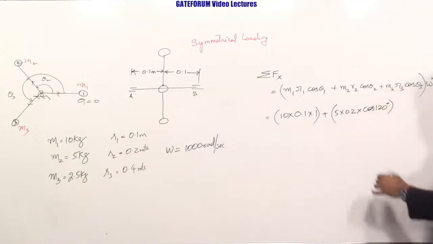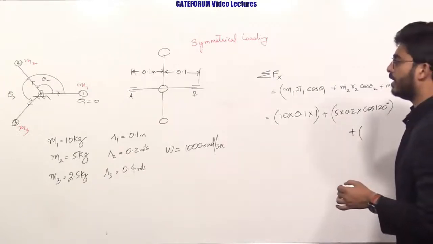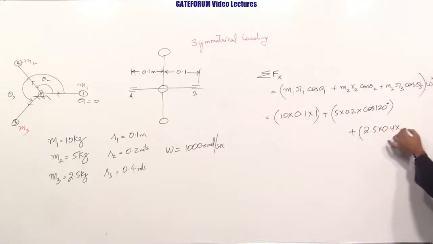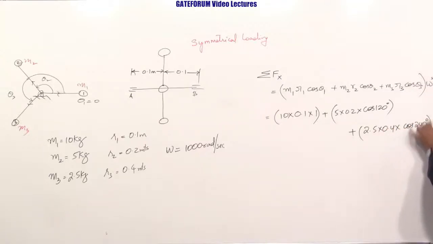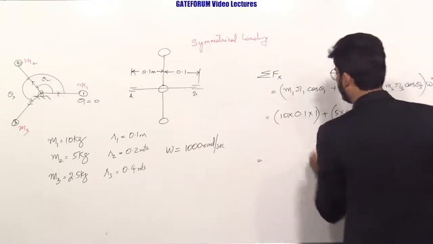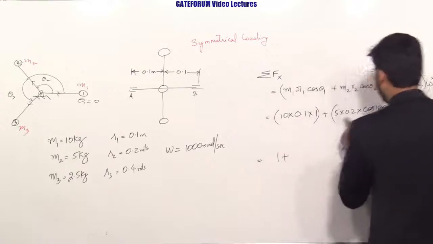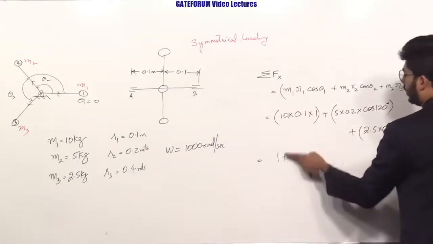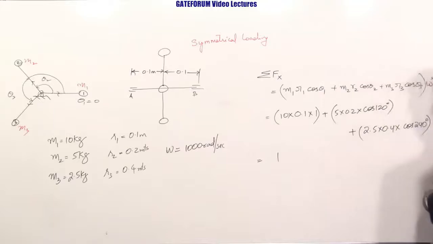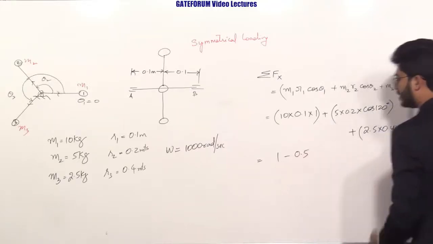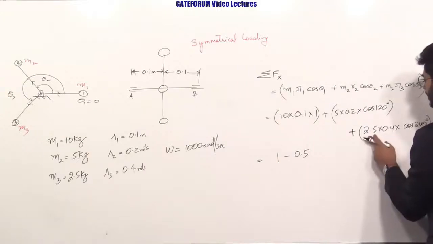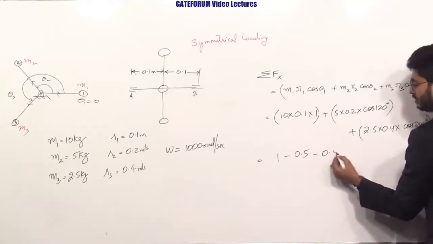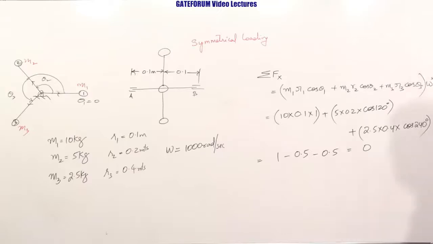And the third one will be m3, which is 2.5 into 0.4 into cos 240 degrees. So now this will be equal to 10 into 0.1 into 1, which is 1, and 5 into 0.2 is 1, into cos 120, which is minus 1 by 2, so this is minus 0.5. And 2.5 into 0.4 is 1, and cos 240 is minus 0.5, so this is minus 0.5. So sigma Fx is equal to 0.